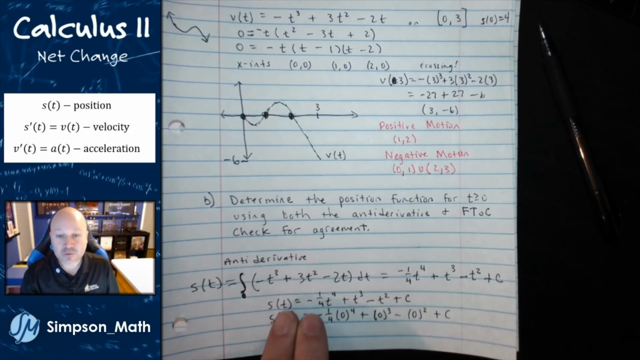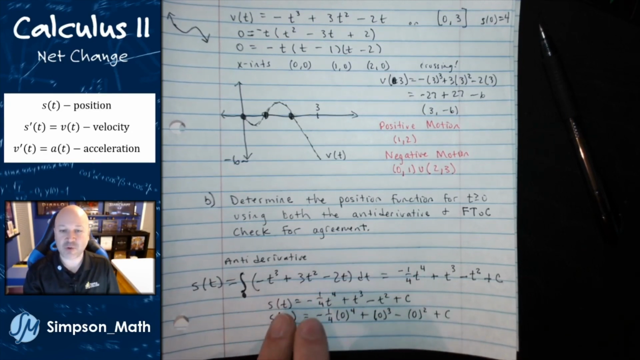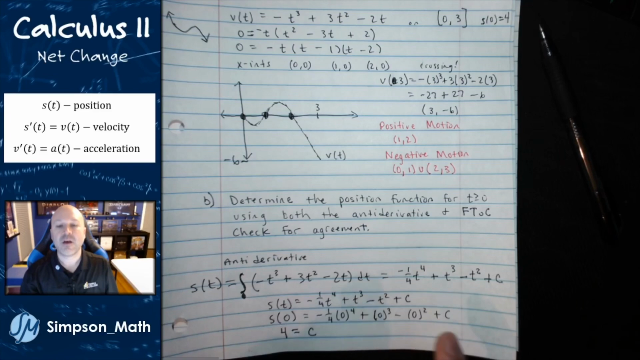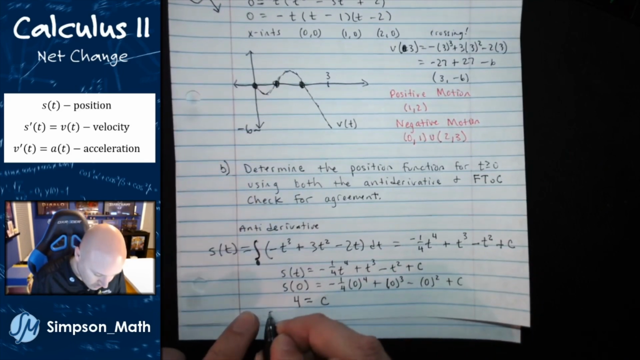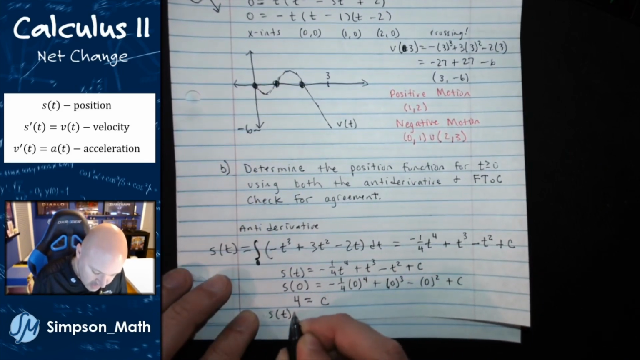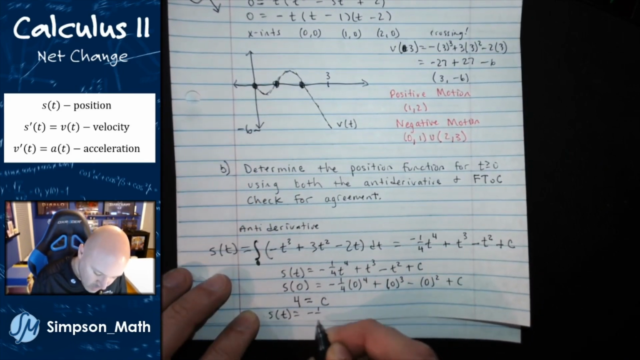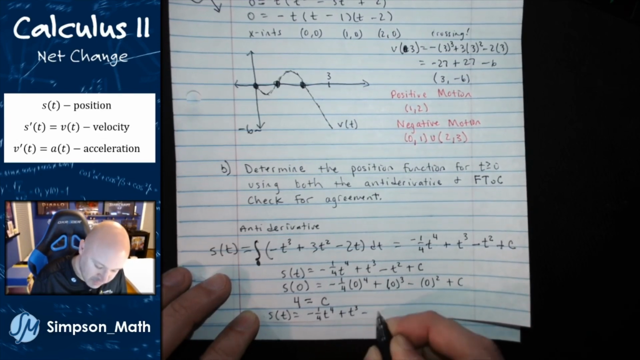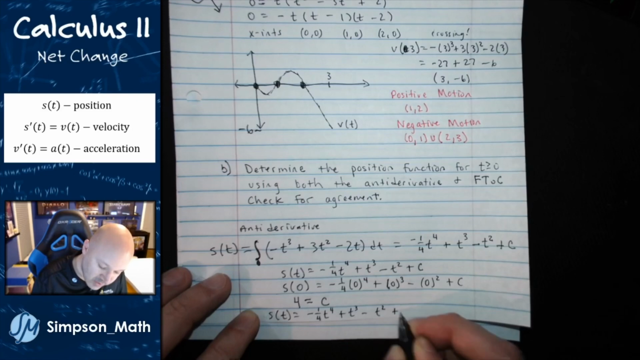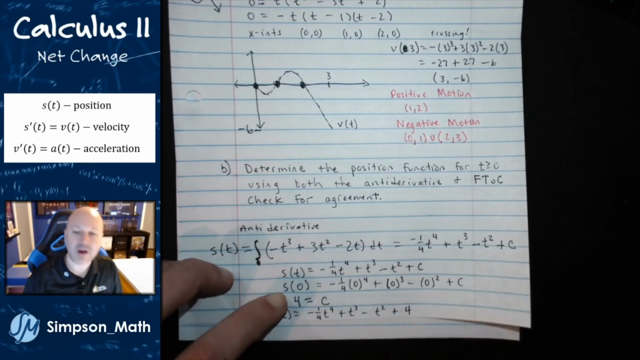So use the antiderivative, or the integral process, to find the antiderivative. Shove in your initial value to find c. So now I feel comfortable saying s of t is equal to negative 1/4 t to the 4th plus t cubed minus t squared plus my c value of 4.